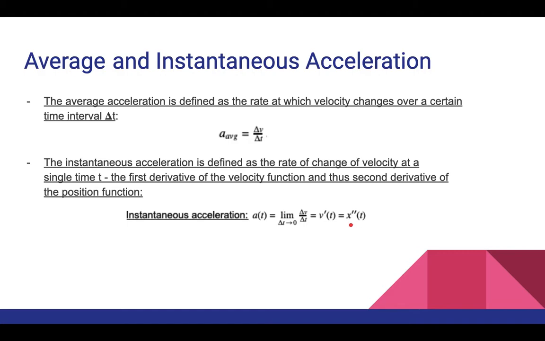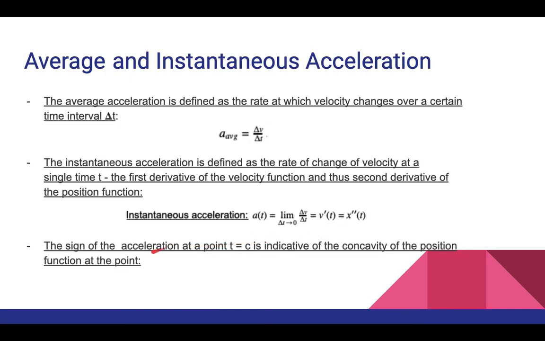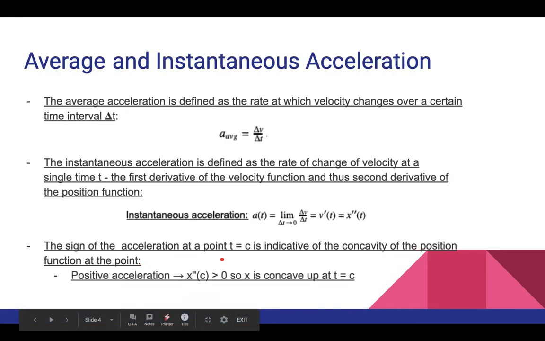We can also associate acceleration with concavity, due to the fact that acceleration is a second derivative. So the sign of the acceleration at a point t equals c is indicative of the concavity of the position function at the point. And this is going to be useful when we come up with conditions for speeding up and slowing down. If we have a positive acceleration, that implies our second derivative is greater than 0, so x would be concave up at time t equals c. Whereas if we have negative acceleration, that implies our second derivative is less than 0, so x will be concave down at t equals c.